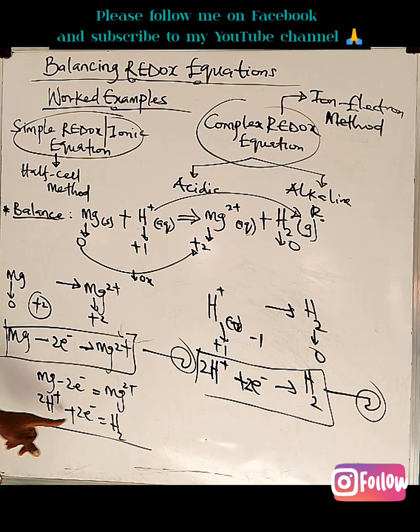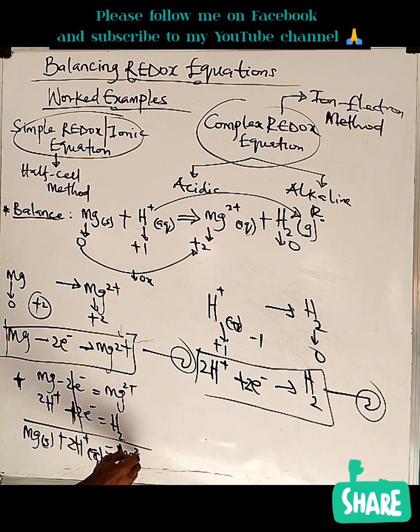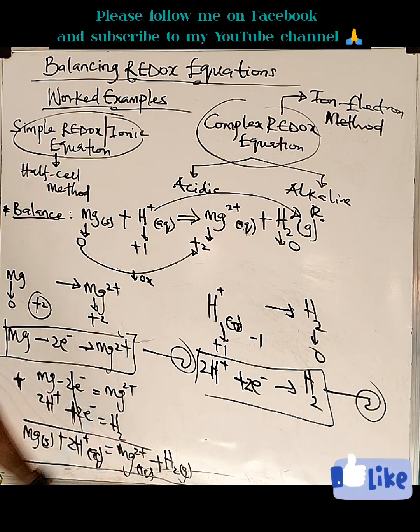Minus 2 electrons plus 2 electrons. So for us to eliminate the electron, we have to add up. Very simple. This is under mathematics, the mathematics equation. So we add up. So what do we have? Mg plus 2H+. Now the Mg is a solid, plus 2H+, which is aqueous, don't forget that. The electrons take each other out. Then Mg2+ aqueous, plus H2, which is a gas. So this is our balanced redox equation. So Mg solid plus 2H+ aqueous equals Mg2+ aqueous plus H2 gas.